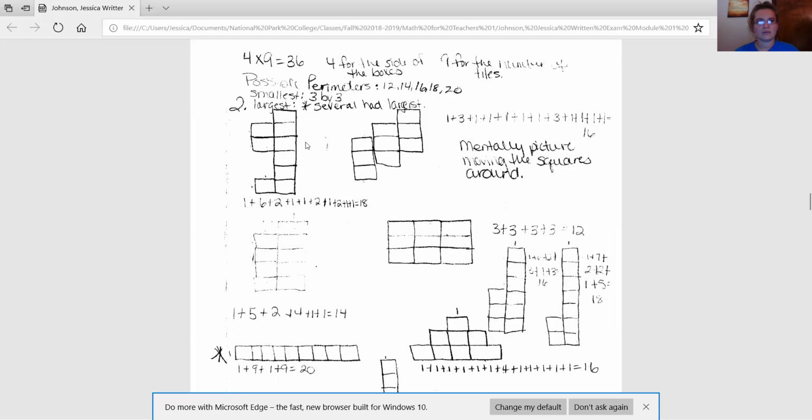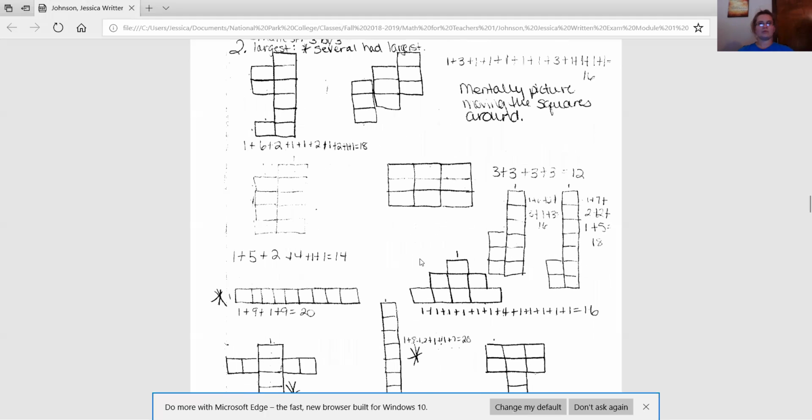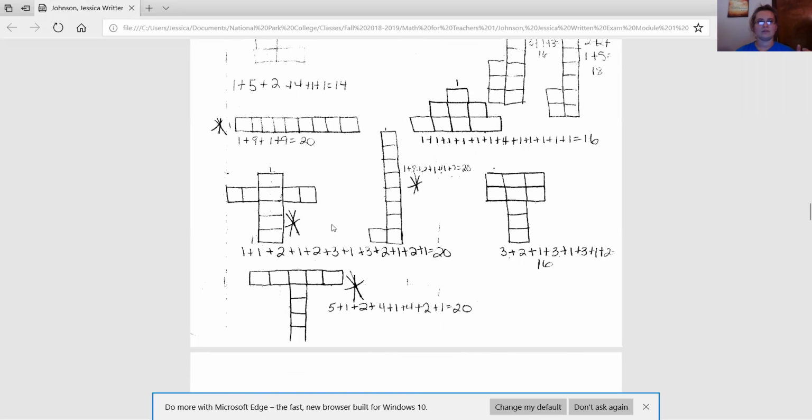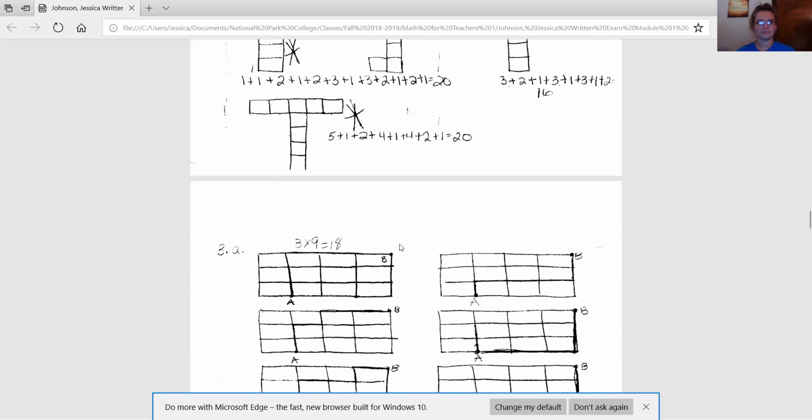And I'm going to add them together, and this box right here comes to 18. My smallest box was a 3 by 3 box, and my largest is a 1 by 9. But if I mentally moved these blocks around and pictured different images, you'll notice there are different ways you can get 20 for a perimeter.